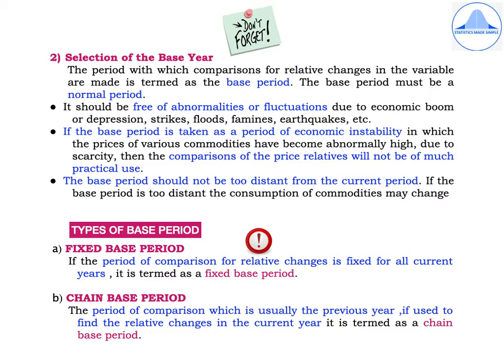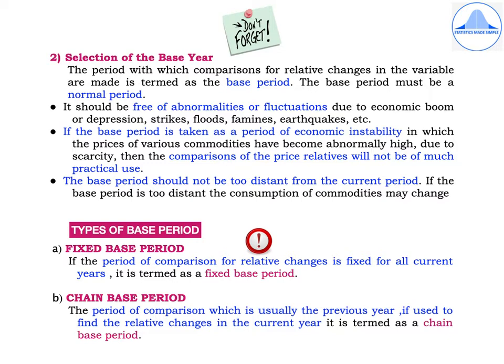Now let us discuss the different types of base period. There are 2 types. Under subdivision A, we have the fixed base period. If the period of comparison for relative changes is fixed for all the years, then it is termed as a fixed base period. And under subdivision B, we have the chain base period, the period of comparison which is usually the previous year. If it is used to find out the relative changes in the current year, then it is termed as a chain base period.